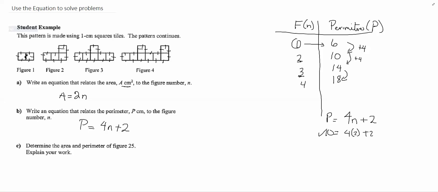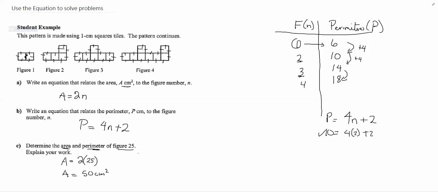Now we're being asked to determine the area and the perimeter for figure number 25. Well, we could go and draw every figure from now to 25, but it's a lot easier to recognize that we have a relationship, that we can use an equation. So we have the area is equal to 2 times the figure number, and our figure number is 25, so our area is equal to 50 centimeters squared, because our area is defined to be in centimeters squared.